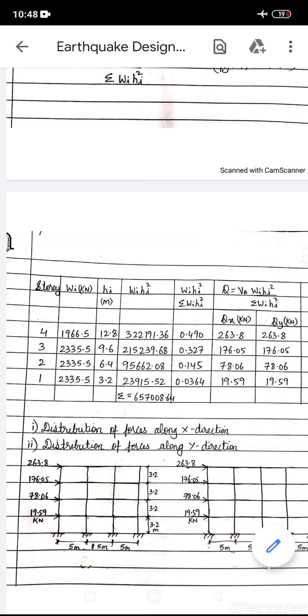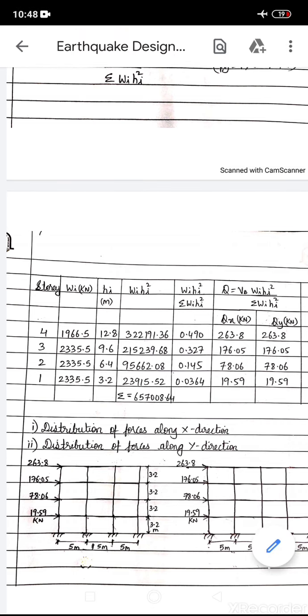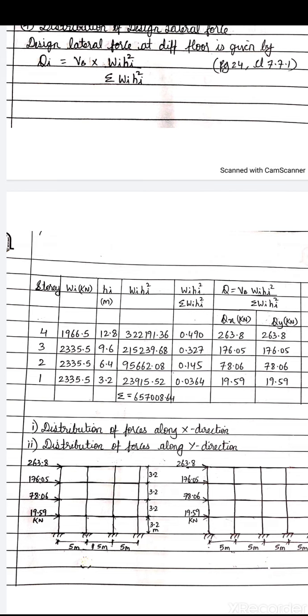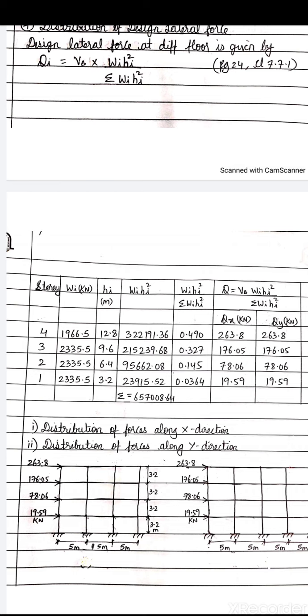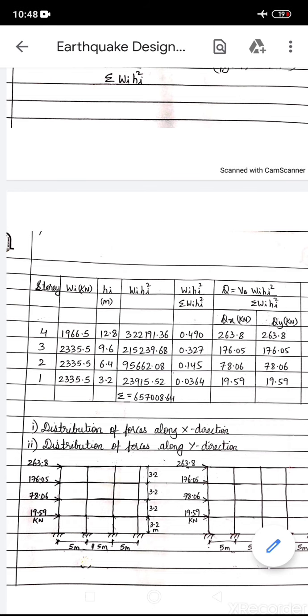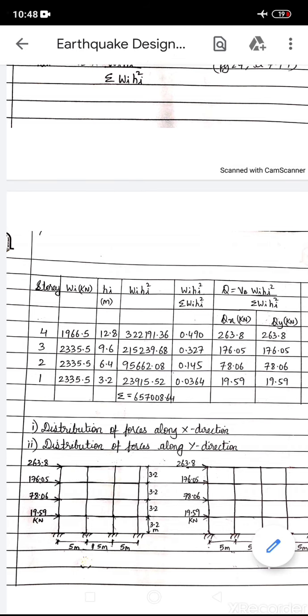I hope you understood how you got this value. This is nothing but the ratio of this, you can see my pointer, 322,191.36 upon 657,008.64. Similarly you will get the ratio for all the different stories. For story 3 it is 0.327, for story 2 it is 0.145, and for story 1 it is 0.0364.